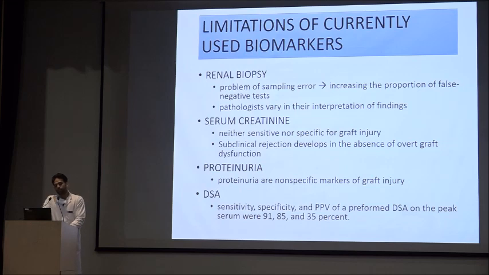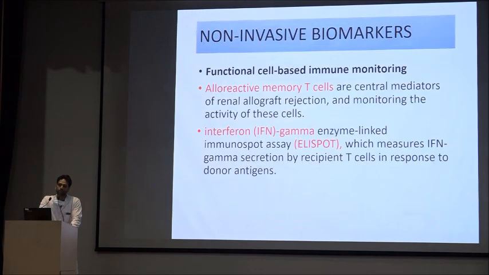What are the limitations of currently used biomarkers? Renal biopsy has a false negative rate, and pathologists also vary in their interpretations. Serum creatinine is neither specific nor sensitive. Proteinuria is also non-specific. For DSA in ABMR, sensitivity and specificity are high, but positive predictive value is only 35%.